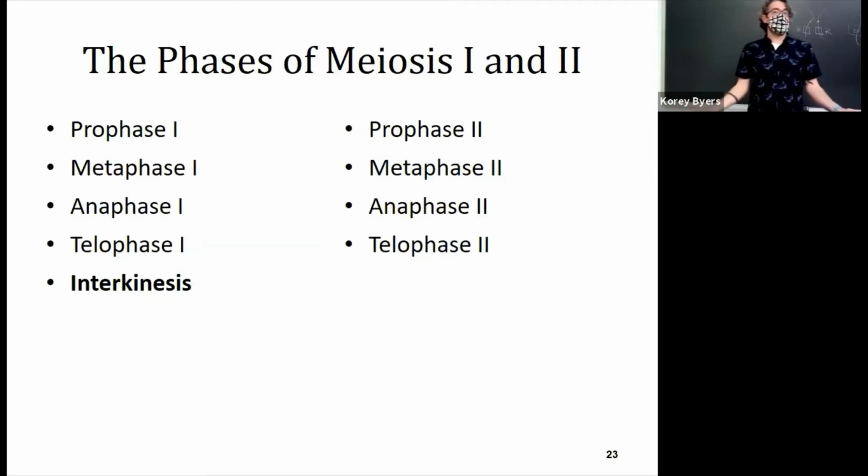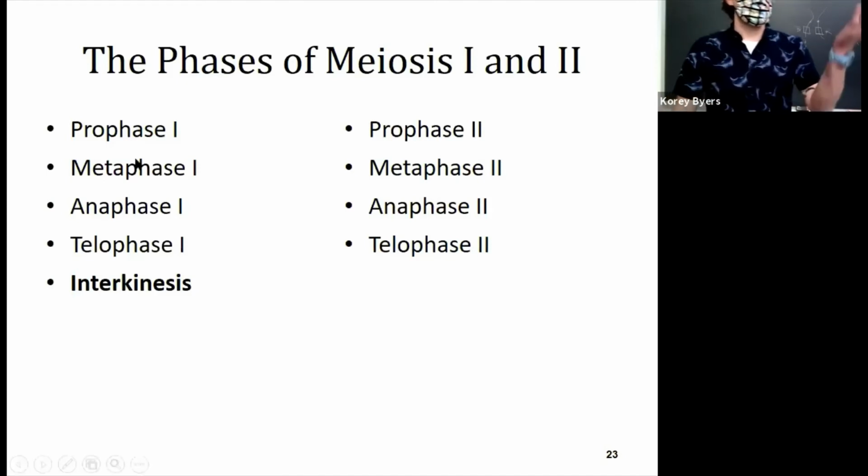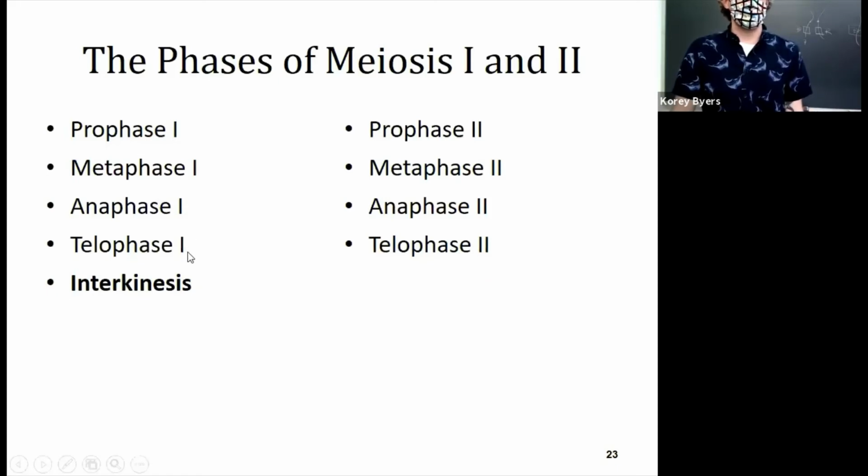We don't number mitosis. And so, we've seen these words before, prophase, metaphase, anaphase, telophase, except we stick a 1 at the end, Roman numeral 1. We can rest for a bit in a phase called interkinesis, and then go through the phases again, prophase, metaphase, anaphase, telophase, and then stick a Roman numeral 2 at the end of each one.